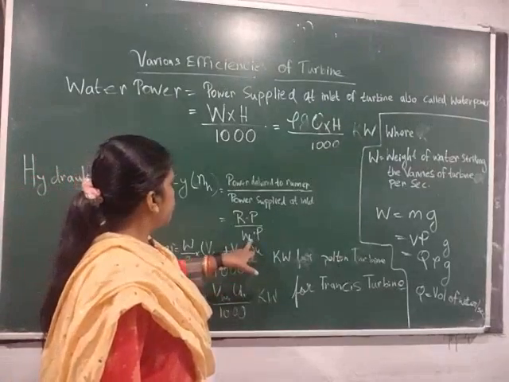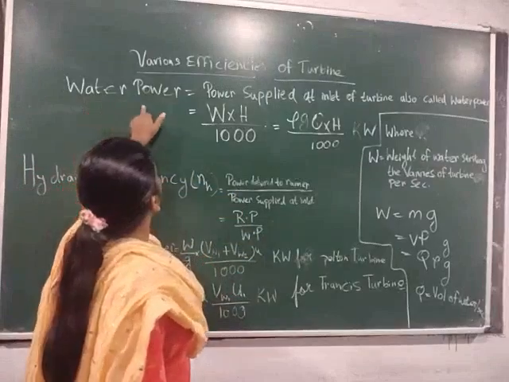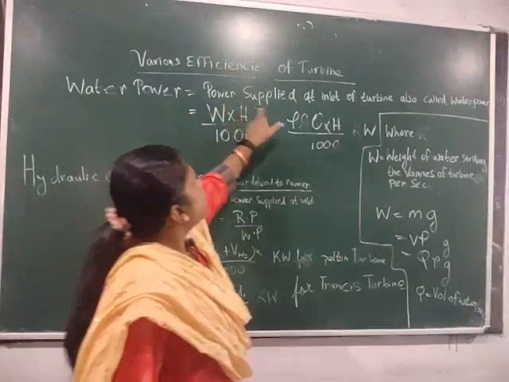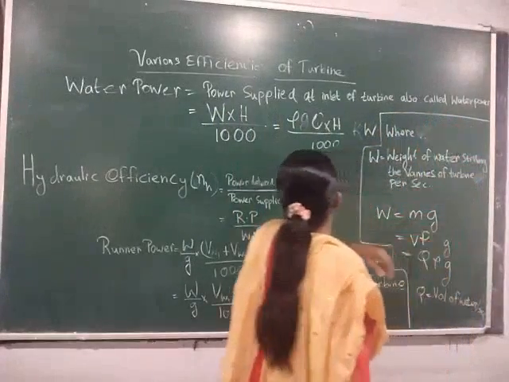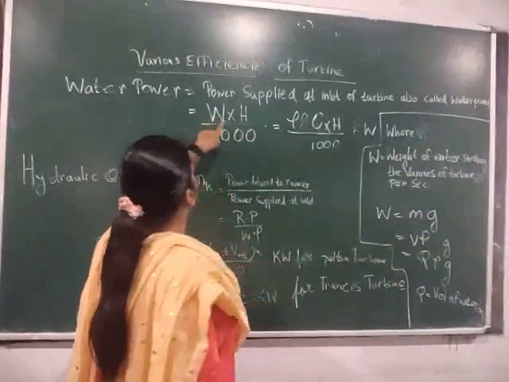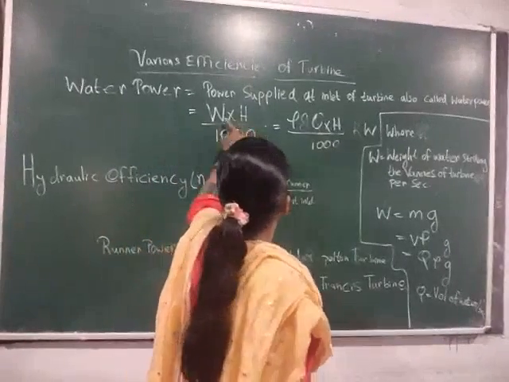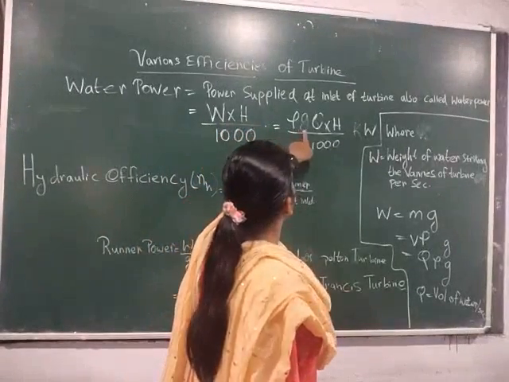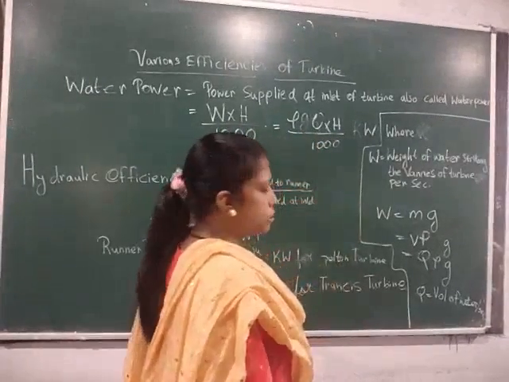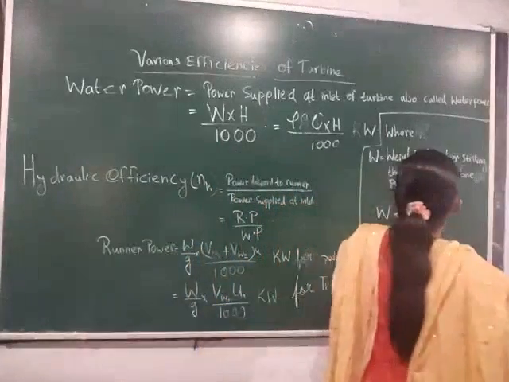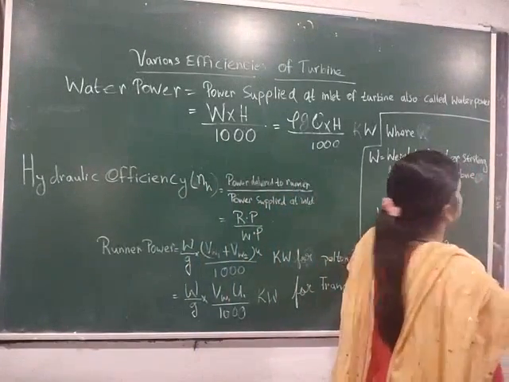Here WP, what is WP? WP is nothing but your water power. Here water power is equal to what? Water supplied at the inlet of turbine, also called your water power. So water power is W into H divided by 1000. That is, W can be written as rho g Q into H divided by 1000. So here what is W? W is your weight of water striking the vanes of turbine per second.